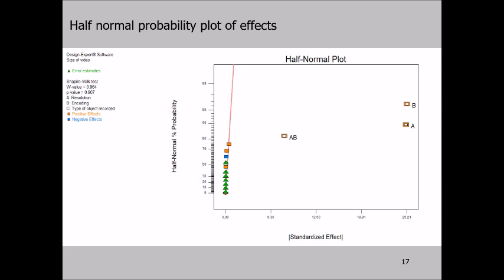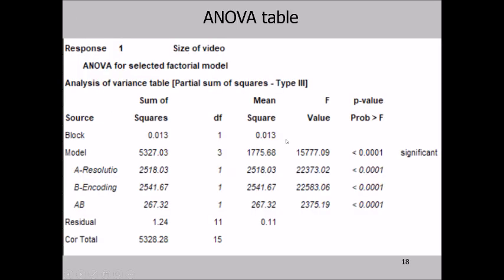This is my half normal probability plot. The half normal probability plot shows that A, B and AB are significant, whereas all others are not. A and B are significant factors and AB is a significant interaction. This is the ANOVA table showing that factor A is significant, less than 0.001 is significant. So factor A is significant, factor B is significant, and interaction AB is significant.